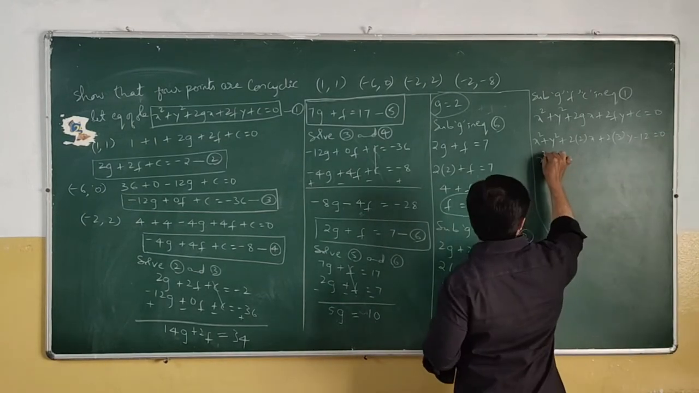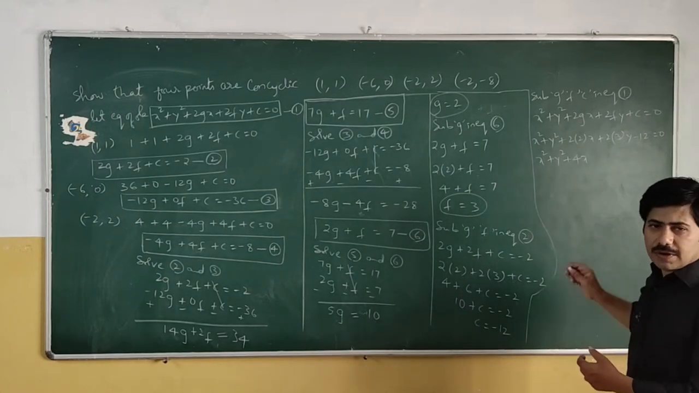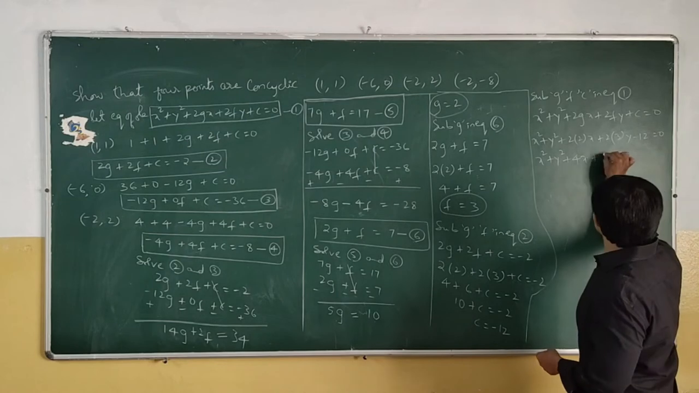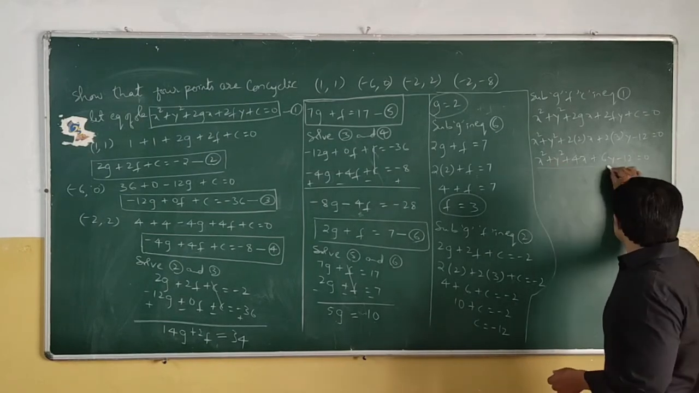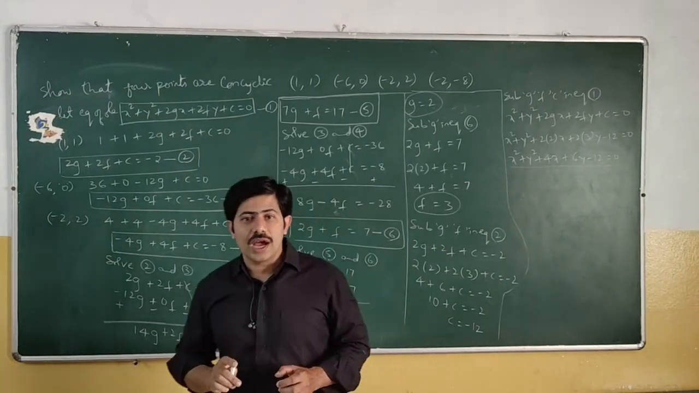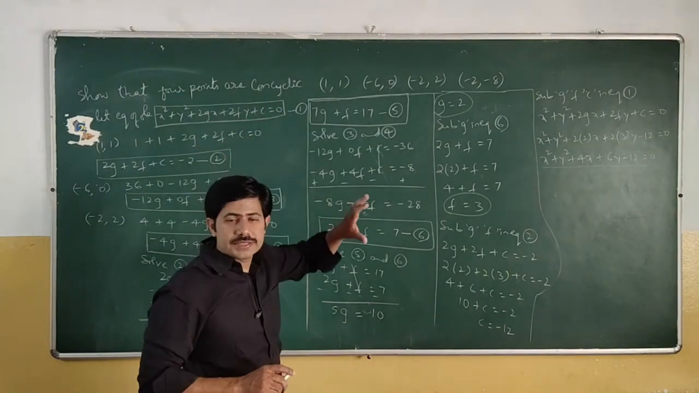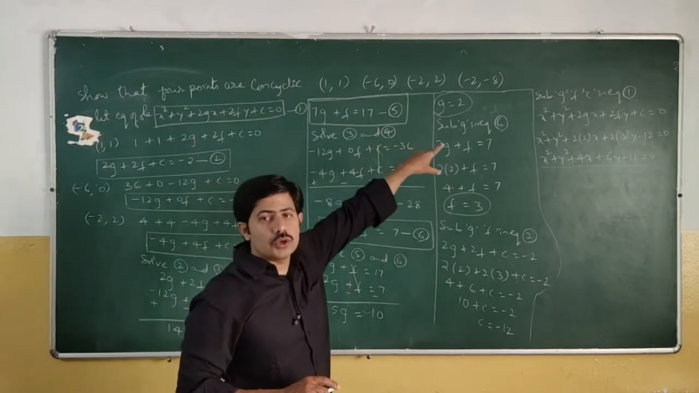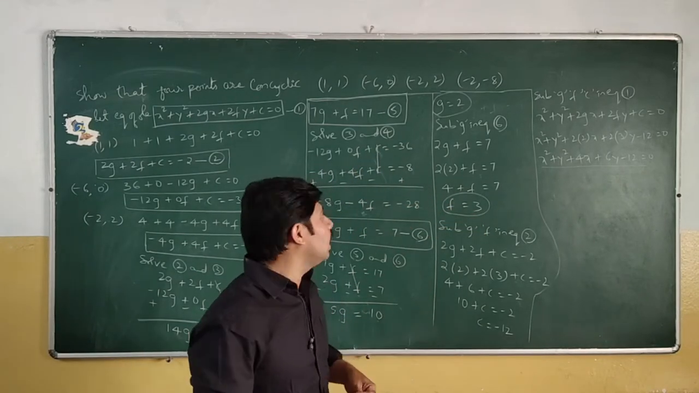So it is x squared plus y squared plus 4x plus 6y minus 12 is equal to 0. This is the equation of the circle. But here we have to prove that the 4 points are concyclic. Here concyclic means all the 4 points should lie on this circle. So how to prove that all the 4 points lie on the same circle?